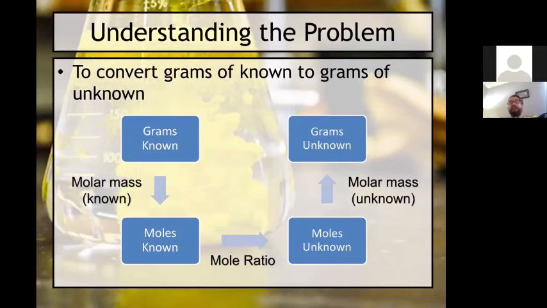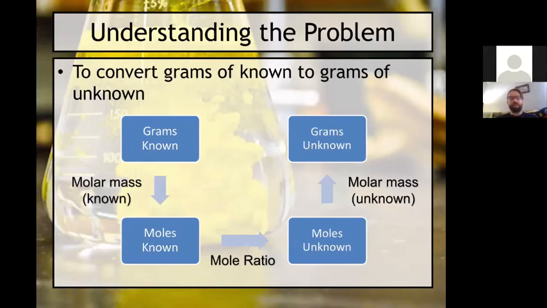I can't go directly. It's kind of like back when we did the mole ratio or mole test, and we had grams, liters, and molecules. We always had to go through moles. For stoichiometry, we always have to go through moles, even when we're going from grams of one substance to grams of another substance.